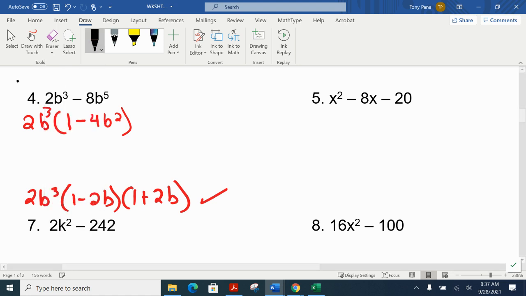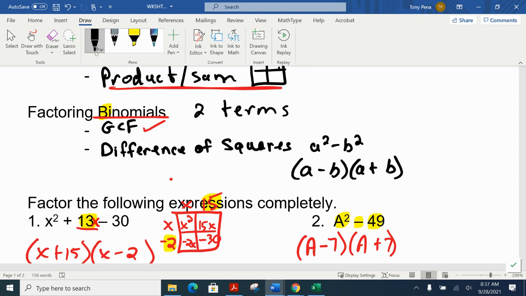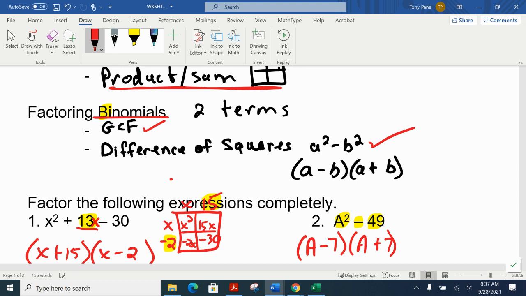Don't change yours, but just so you see, if I distribute, doesn't this give me 2b cubed? And then the 2b cubed times the 4b squared will give me the 8b to the 5th. All right, so we pulled it out, no issues there. Then we now have to look at, we pulled out the GCF, now we ask ourselves, do we have a difference of squares?